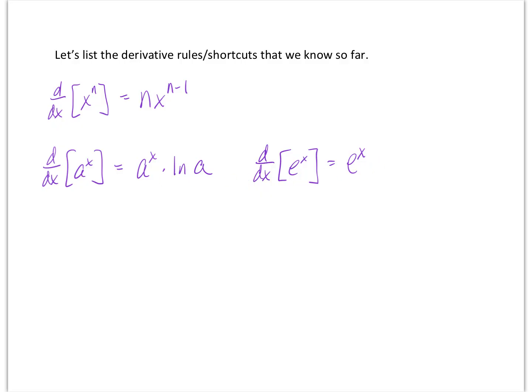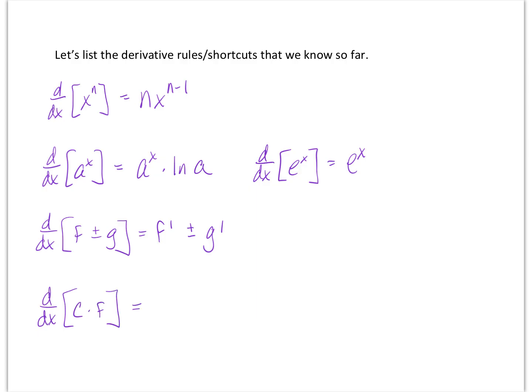And then we have two more general rules. If we are taking the derivative of a sum or a difference, you can take the derivative of each term separately and then add or subtract them. So this would be f prime plus or minus g prime. And then the derivative of a constant times a function, you can do c times the derivative of the function, or c times f prime, same thing.